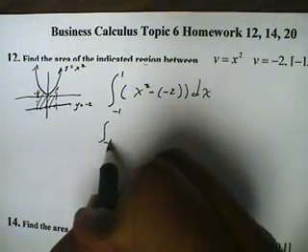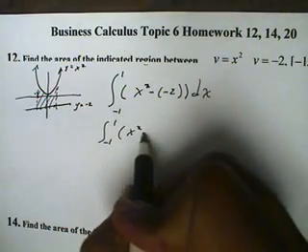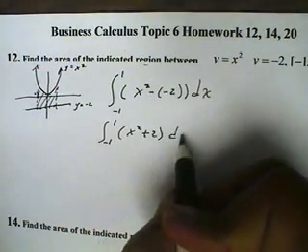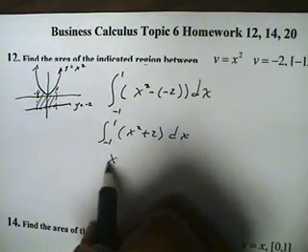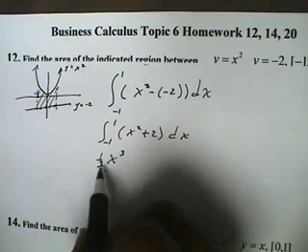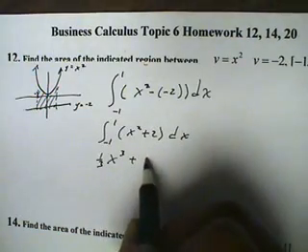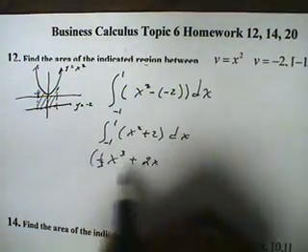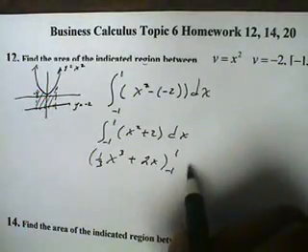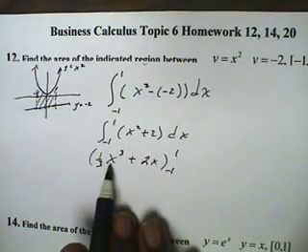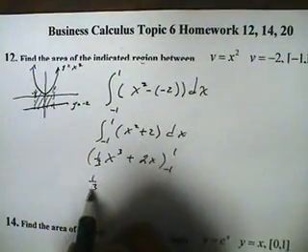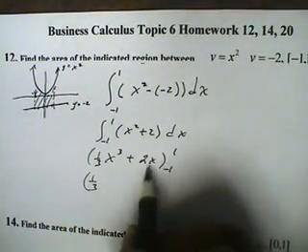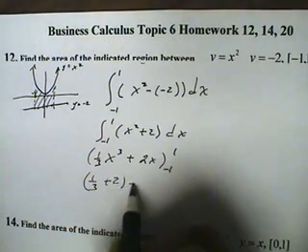Now when we simplify this, we're going to get x squared plus 2 dx, and the antiderivative of x squared will be x cubed times 1/3, and the antiderivative of 2 will be 2x. And we're going to evaluate that from -1 to 1. Now when I put 1 in here, we'll get 1 to the third power, which is 1 times 1/3.